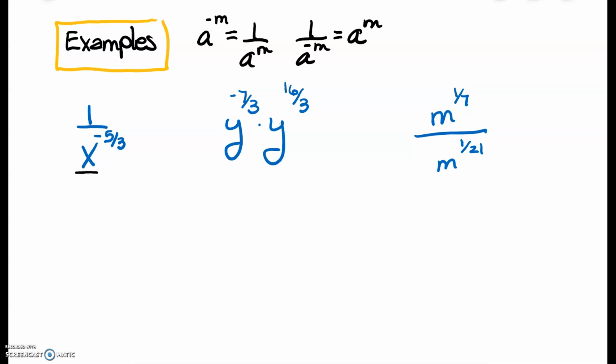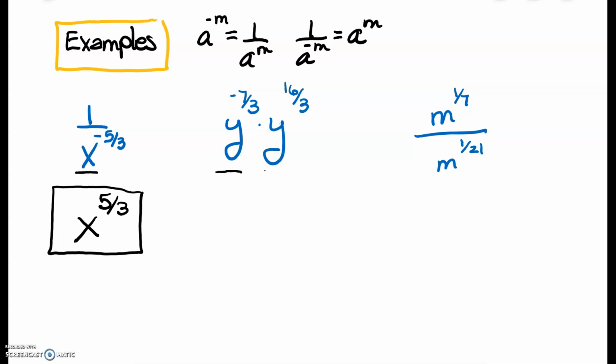If something in the numerator has a negative exponent, you move it to the denominator. If something in the denominator has a negative exponent, you move it to the numerator. So when I move it to the numerator, I get x to the 5/3 over 1, and I don't really need the over 1 because when you divide by 1, it's the same thing. So in this case, I'm using my rules of exponents to simplify.